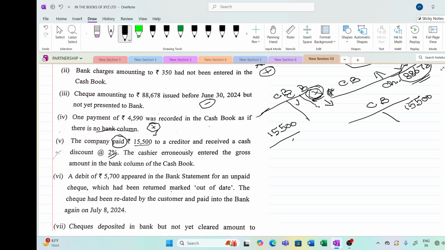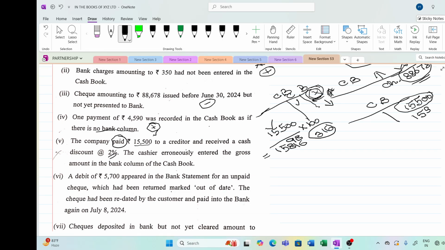So, if my 15,500 is my net payment, that is 98%, not 100%. If this is my 98%, what is my 100%? My gross amount comes to 15,816. But I have paid 15,500, so I received a discount of 316. This is my benefit. But what the cashier has done, instead of writing 15,500 as I am taking as a net payment, he wrote 15,816.